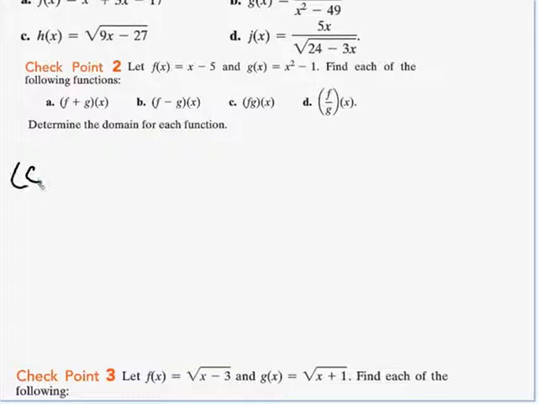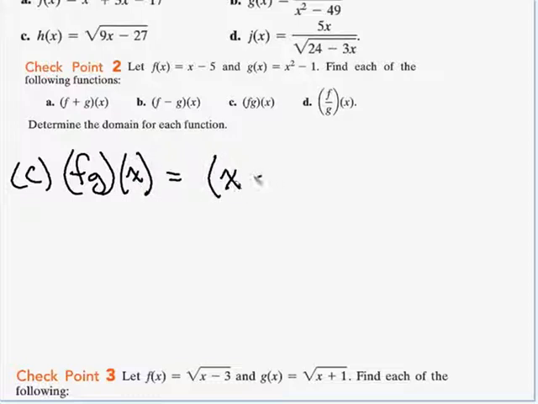Letter C, f times g of x. And this is nice, it's just a couple binomials. We have our x minus 5 times the quantity x squared minus 1. And we'll FOIL that out.